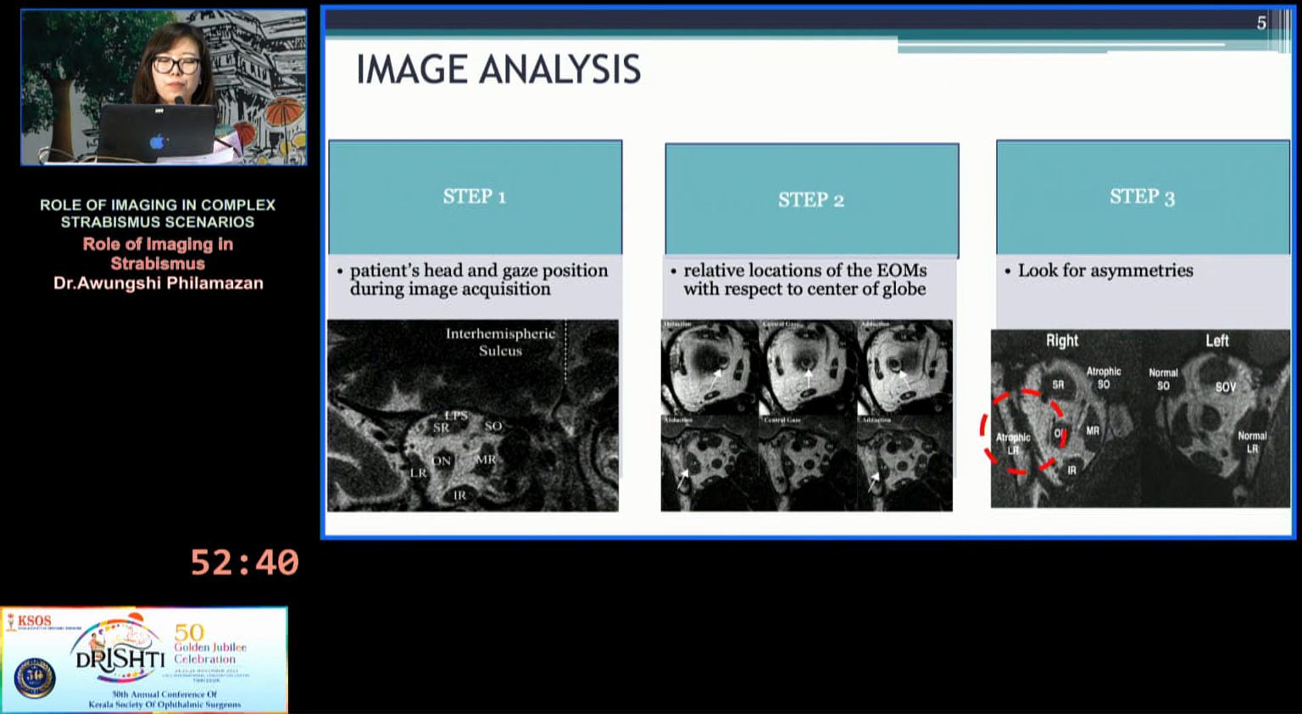When we get an MRI report, these are the things that we have to look for. Number one, we have to make sure of the patient's head and gaze position during image acquisition, that is, the interhemispheric sulcus aligns with the vertical scanner of the machine. Step 2, we have to find the relative location of the extraocular muscles with respect to the center of the globe. The third step is that we have to look for asymmetries between the two globes.